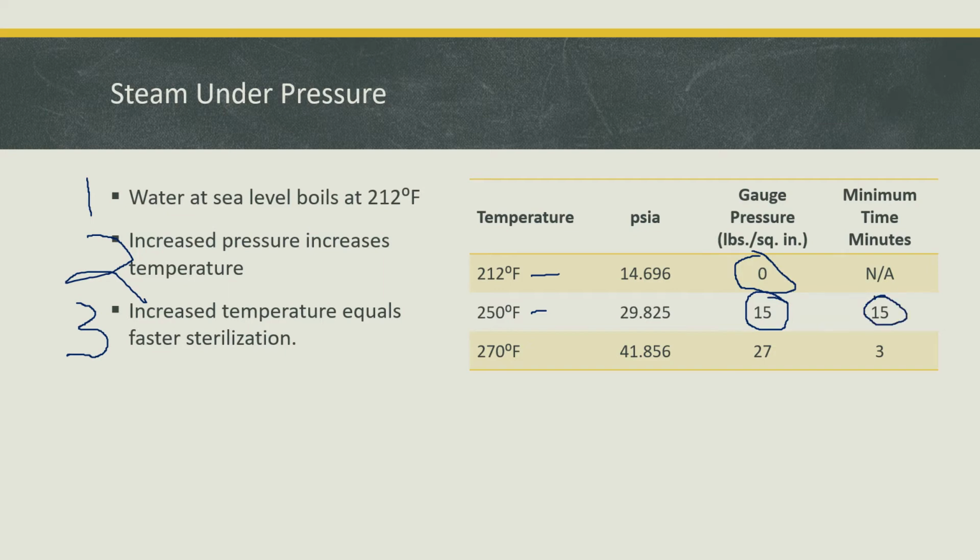If we increase that pressure even further to 27 psi, then at sea level, that would give us 270 degrees. And if we have 270 degrees, then that allows us to sterilize in as fast as 3 minutes. So the increased pressure increases the temperature, and increased temperature equals faster sterilization.